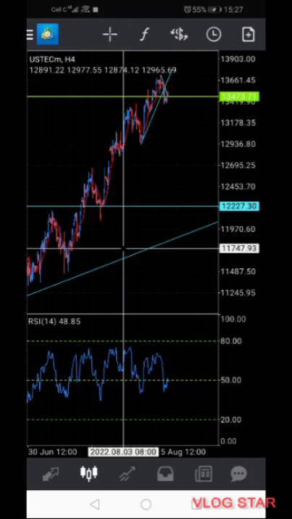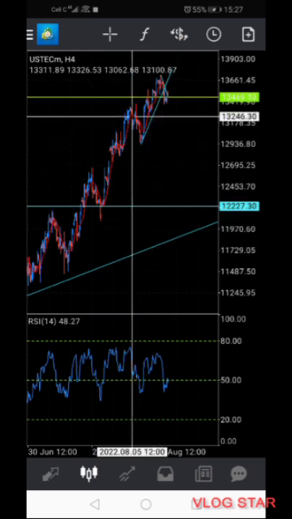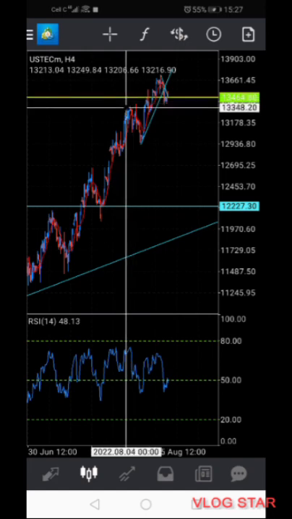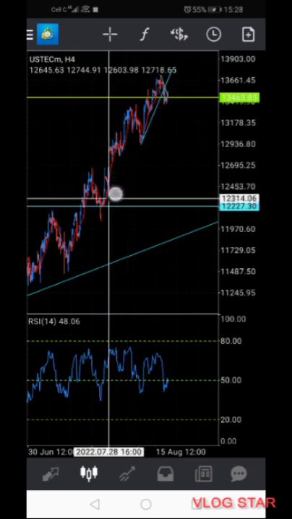We are trading the CNBC strategy, the 330 strategy, and we're trading Nasdaq, guys. We are back at it. As you can see, I'm on the H4 chart. It's almost 330, and as you can see, we've been in a bit of an uptrend.